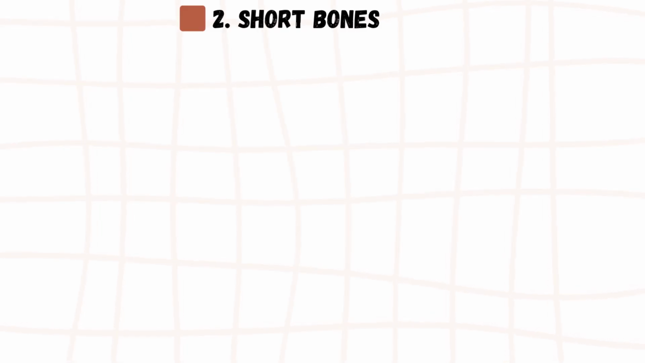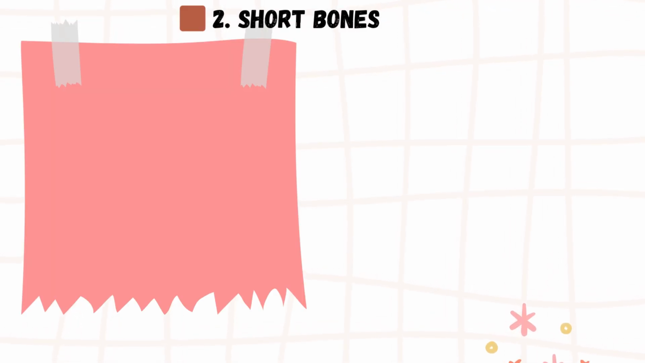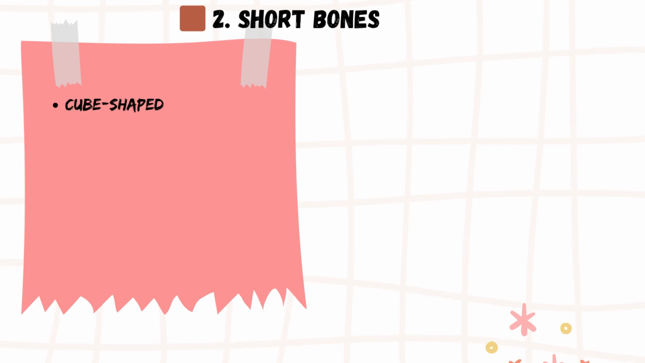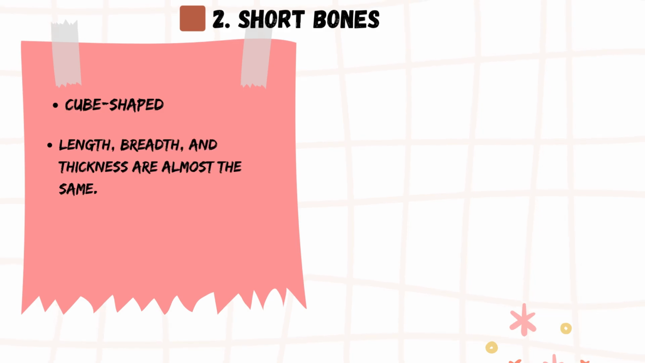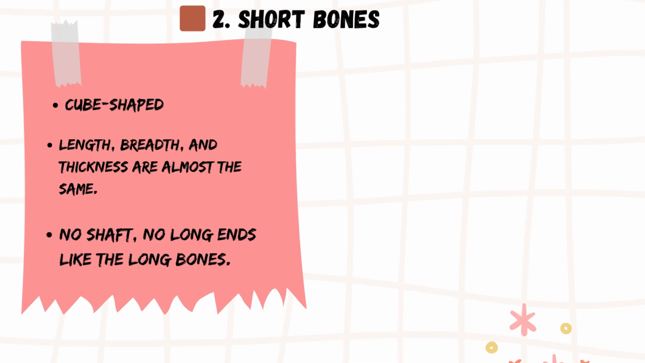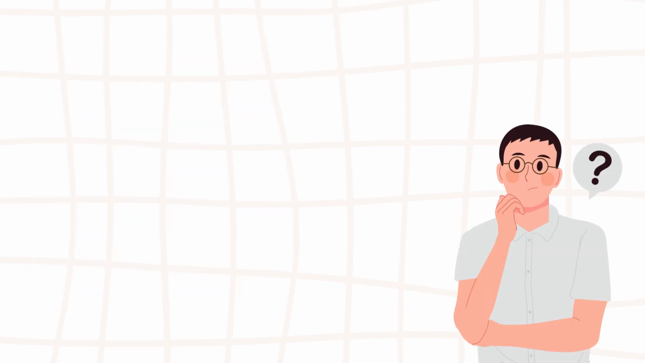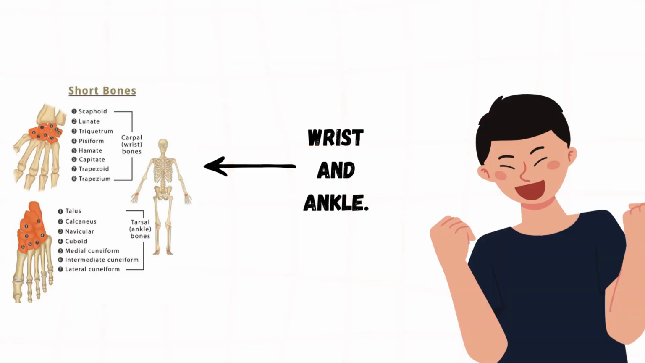Now, let's come to short bones. These bones are kind of cube-shaped. That means their length, breadth, and thickness are almost the same. No shaft, no long ends like the long bones. Where do you find them? Easy, in the wrist and ankle. So that's your carpal bones in the hand and tarsal bones in the foot.